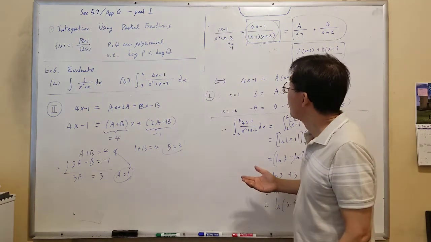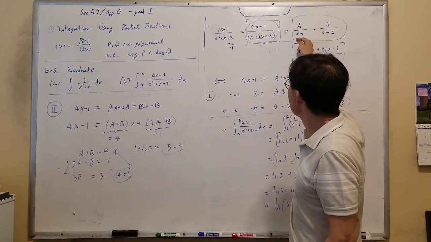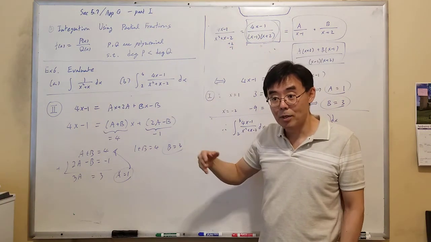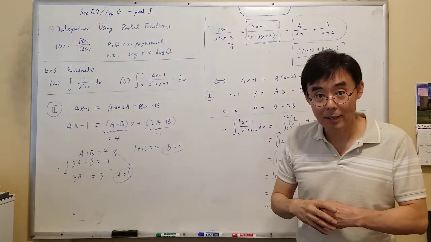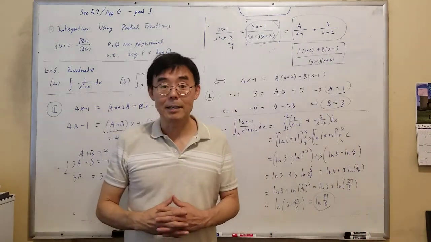But the question is, what if you have something where this one is twice? Are we going to say a over x minus 1 squared, or what? So we have to consider other cases, right? Which will be done in the second part of this combined section. Okay? Thank you.